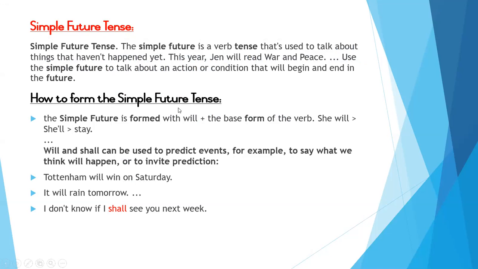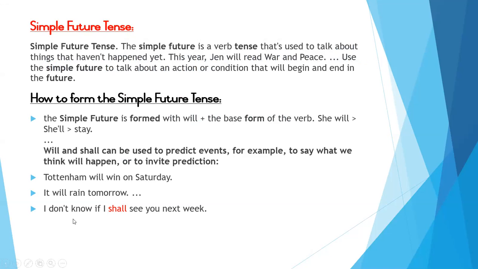So how to form the simple future tense? The simple future is formed with will plus the base form of the verb. For example, she will read, okay, or she will stay. Will and shall can be used to predict events, for example, to say what we think will happen or to invite prediction. For example, Tottenham will win on Saturday. So before the verb, we usually place will. And this is for the simple.